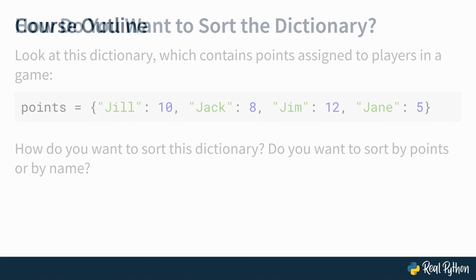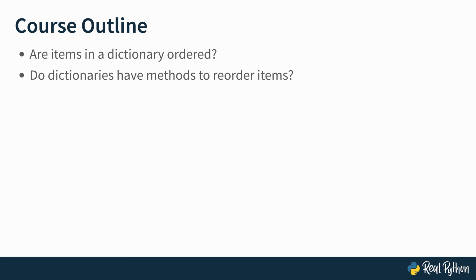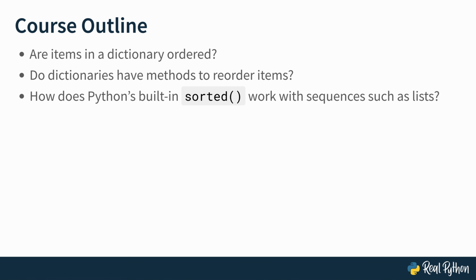The first part of this course will set the scene for what you need in order to sort dictionaries. The first question you'll ask is, are items in a dictionary ordered? This is something that has changed in the relatively recent past in Python. Do dictionaries have methods to reorder items within them, in the same way that lists, for example, have such methods? You'll then move on to refresh your memory on how the built-in function sorted works. Often, you would use sorted with sequences such as lists.